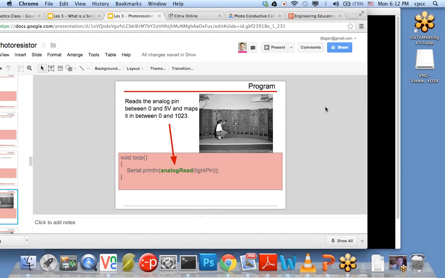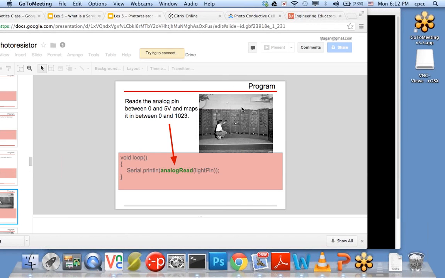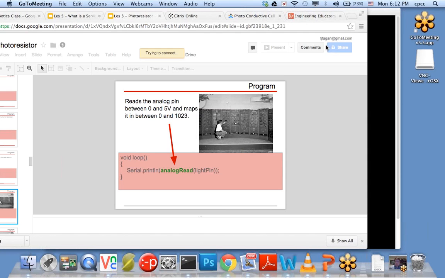PRINTLN stands for print line. So I'm going to lower everybody's hands, and from there, print line. It is a print ln. Then you must put brackets or parentheses after that, and then analogRead. Now the way we're going to hook up our circuit, we're going to hook it on 5 volts to 0 volts, not 3.3. We are going to hook up our 5 volts.